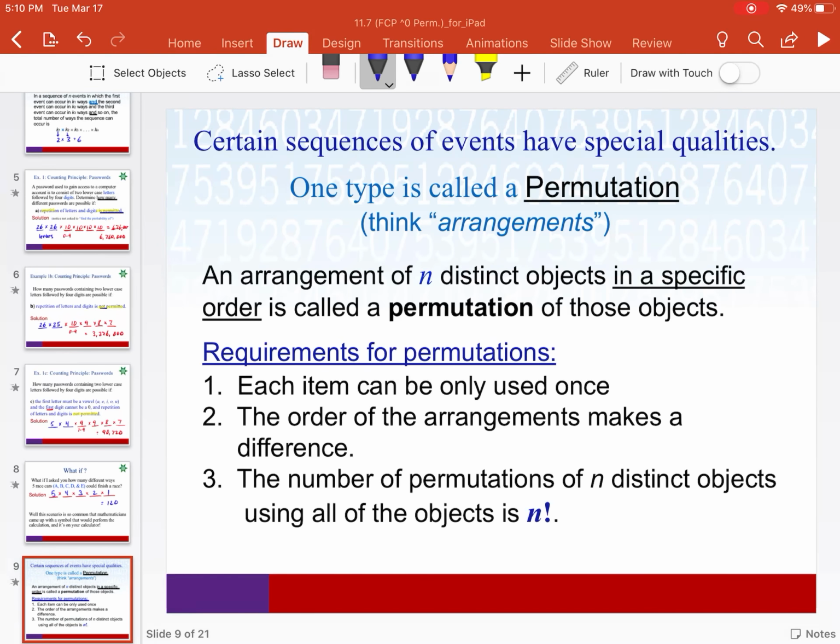I could write 5 factorial as 5 times 4 times 3 factorial. I can stop it anywhere I want in the process, and it means the same number. If you divide a factorial by itself, you're going to get 1. That should be kind of logical.